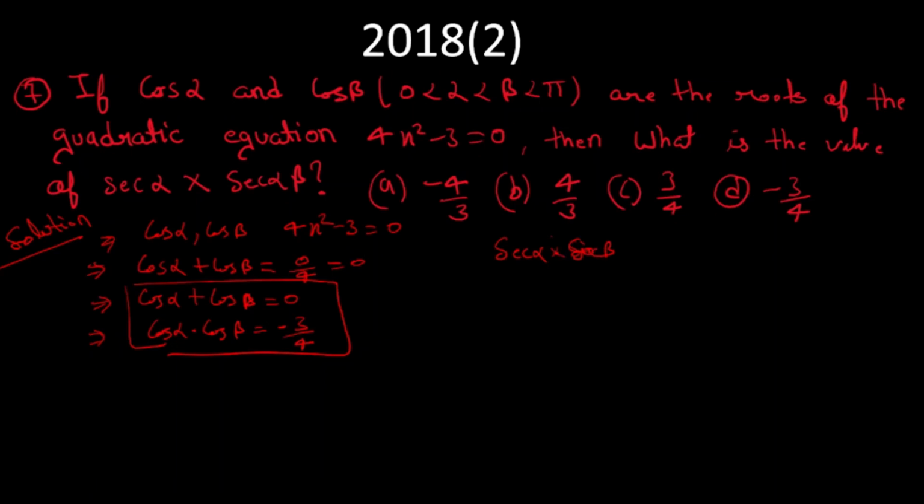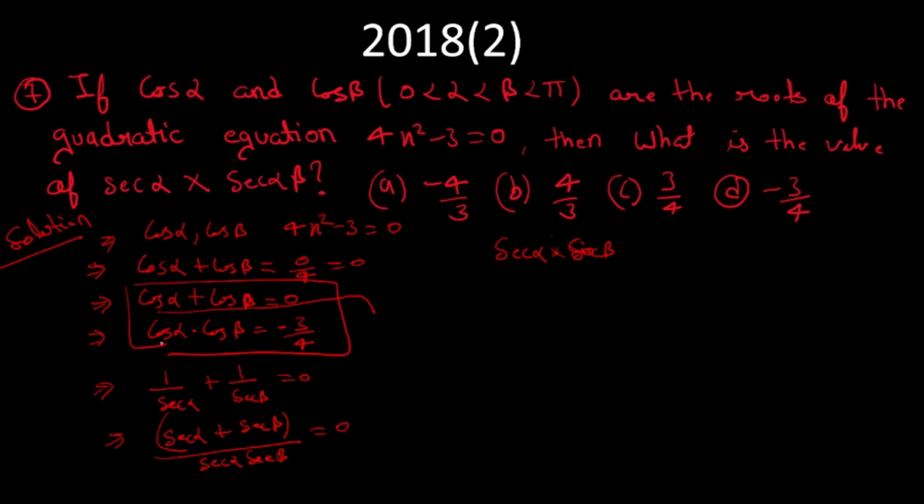Okay, so what we will do here is change cos alpha and cos beta into sec. When I change this, we get 1 upon sec alpha plus 1 upon sec beta equal to 0. I change this equation into sec form. So when I take the LCM, we get sec alpha plus sec beta upon sec alpha times sec beta equal to 0.